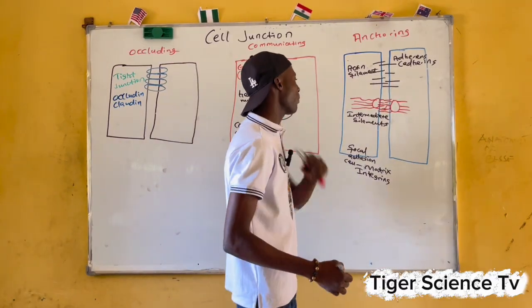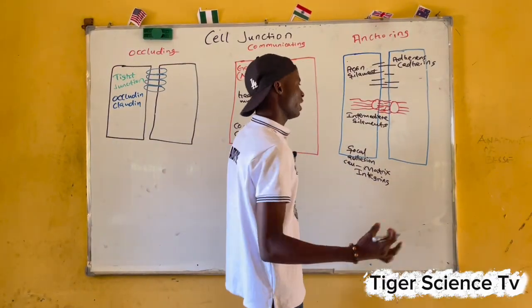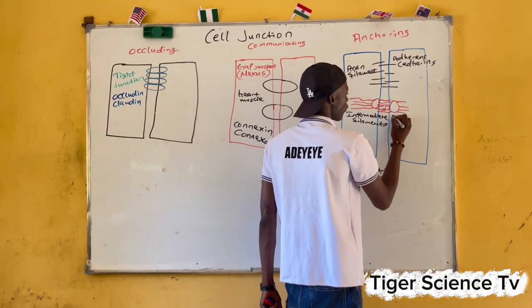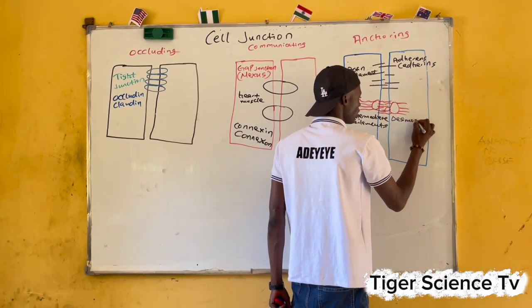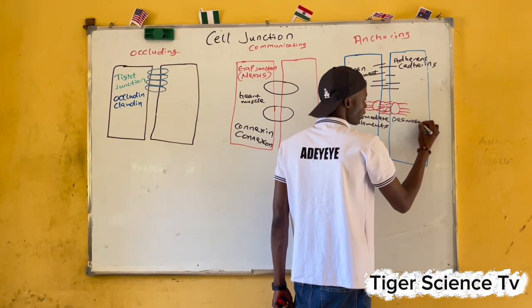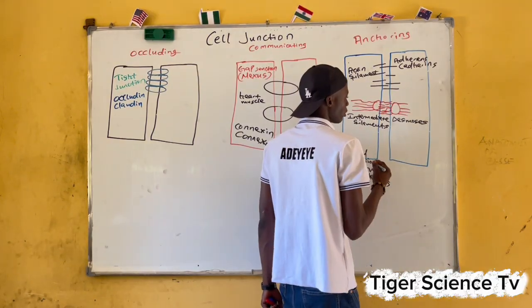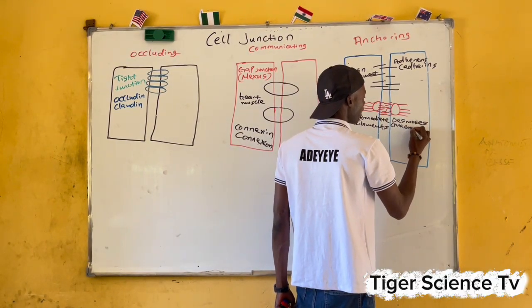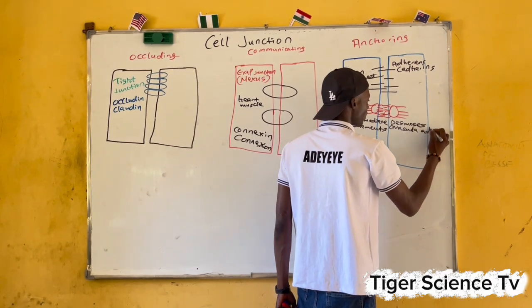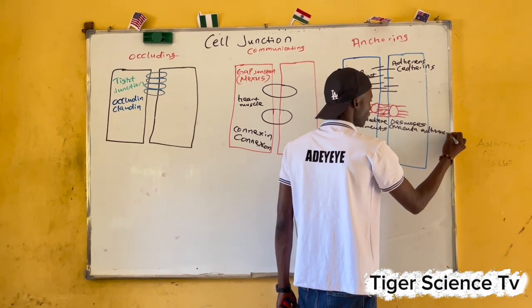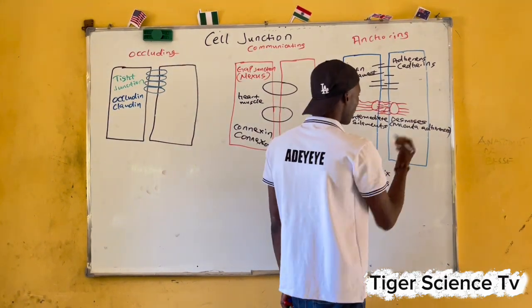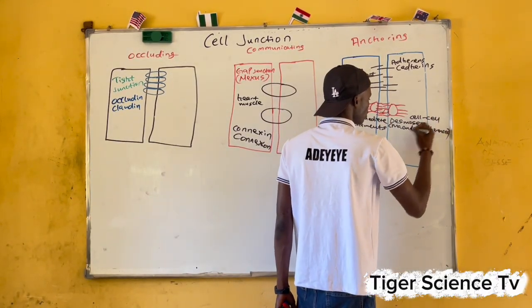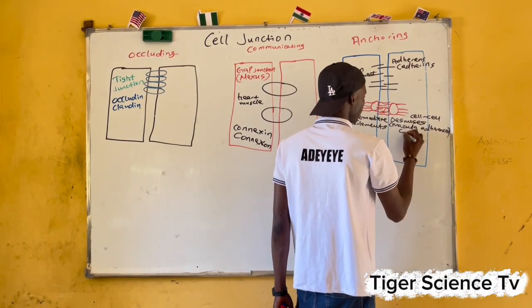So what of intermediate filament attachment? Based on intermediate filament attachment, you can also have two things over here. We have desmosome. Another name for desmosome is macula adherens. For desmosome, we have cadherins because they provide cell-to-cell communication. The protein that you see over here is a cadherin.